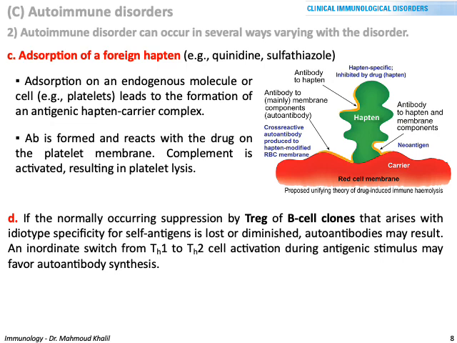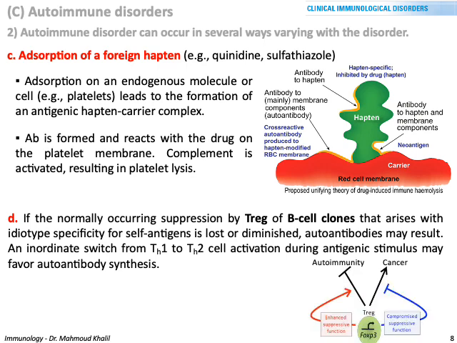If the normally occurring suppression by the Treg, because as we initially said that Treg is like a suppressive mechanism for the immune system and it's a mode of regulation for the activity of the T cells, if the normally occurring suppression by Treg of B cell clones that arise with idiotype specificity for self-antigen is lost or diminished, autoantibodies may result. An inordinate switch from T helper 1 to T helper 2 cell activation or a unique antigenic stimulus may favor antibody formation. This is as in the figure we have just mentioned before.